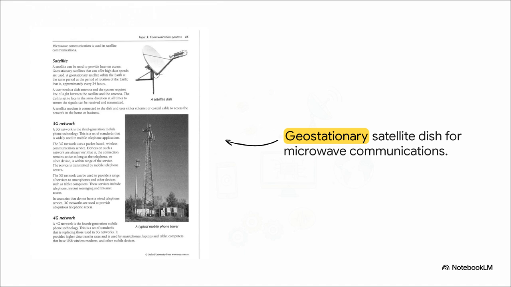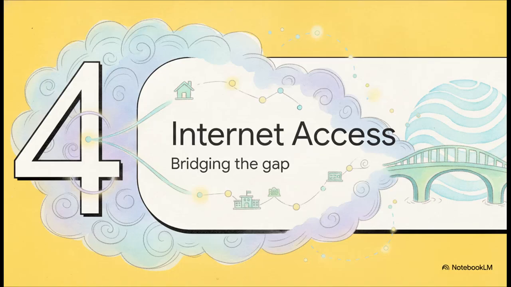For internet access, we use geostationary satellites. These orbit the Earth at the exact same rotational speed as the Earth itself, so roughly 24 hours. This means that from the perspective of a dish down on the ground, the satellite appears completely stationary up in the sky. Section 4. Accessing the Internet.